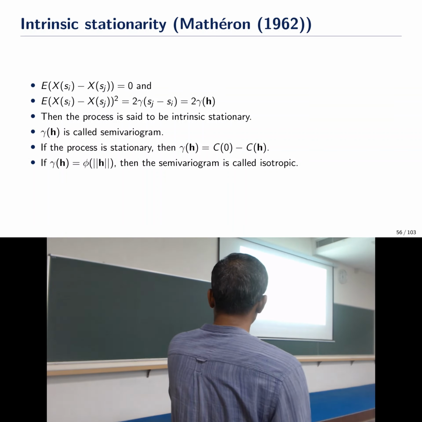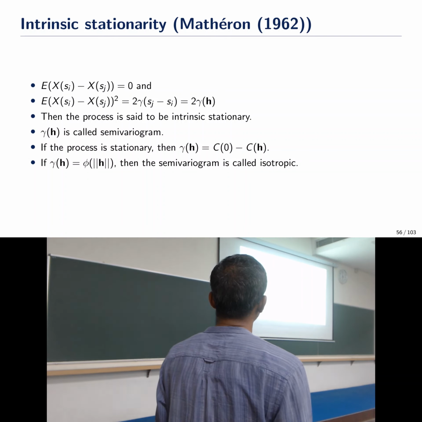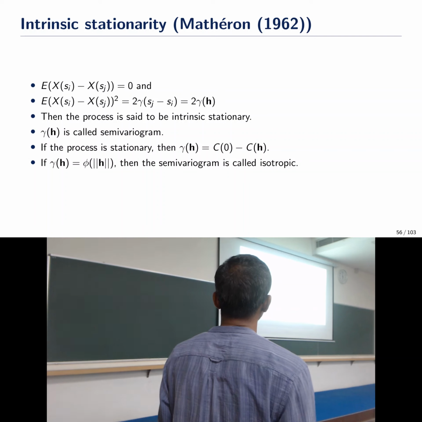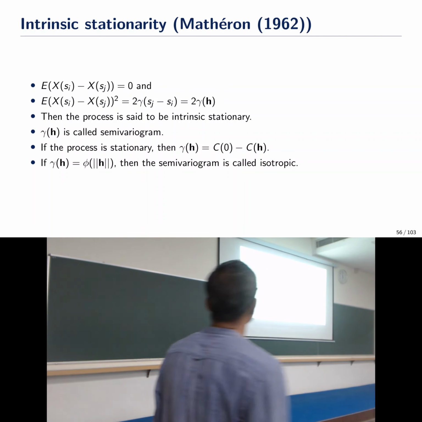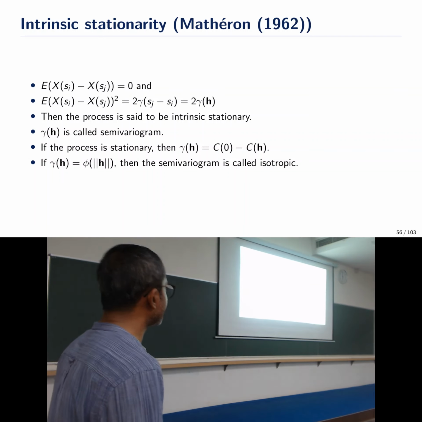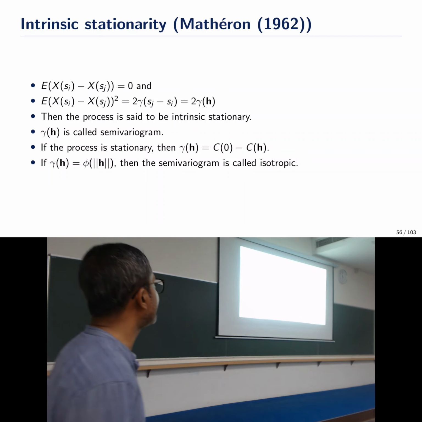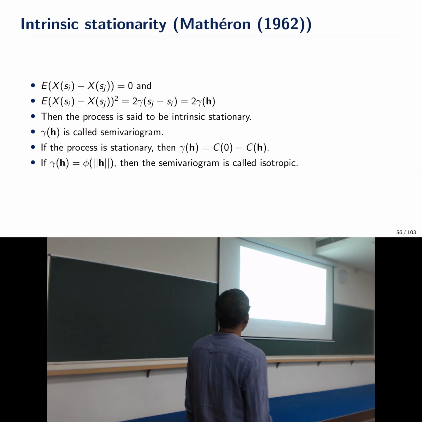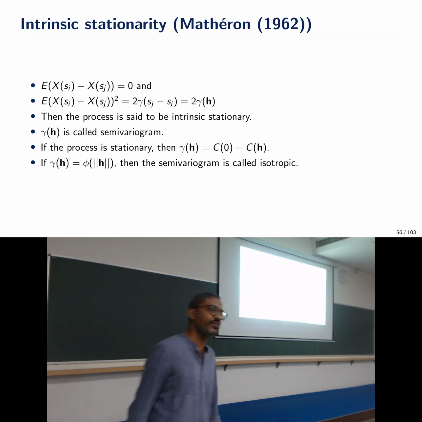Now you can ask why I am keeping this 2 here. I am purposefully putting this as 2 times gamma of Sj minus Si. This expectation of Si minus Sj whole squared is called the variogram, and this gamma, apart from this 2, is called the semi-variogram.